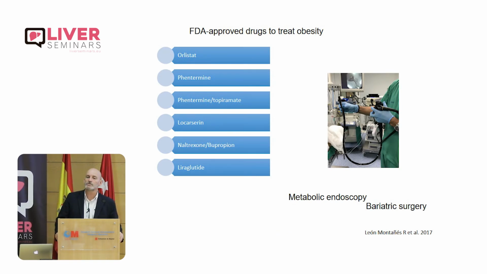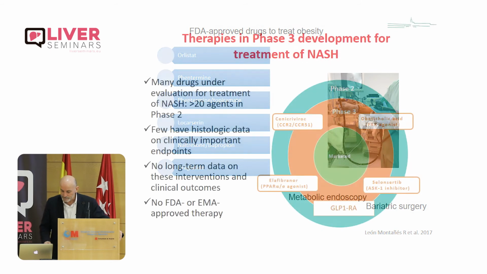achieve our goals using lifestyle intervention, we have 6 different drugs that could be used to treat obesity, approved by the FDA: orlistat, phentermine, phentermine-topiramate, lorcaserin, naltrexone-bupropion, and liraglutide, the GLP-1 agonist. And in case we need to go beyond the drugs, we can use metabolic endoscopy or bariatric surgery.